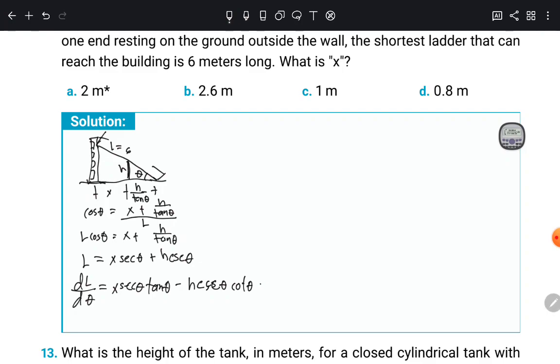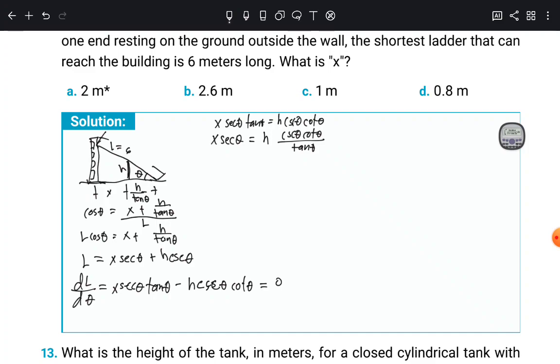And we can equate now this one to 0. Then by equating this one to 0, we can just simplify this. We can cancel out, right? x secant theta tangent theta will be equal to h cosecant theta cotangent theta. Then we can divide both sides by tangent theta. So x secant theta will be equal to h cosecant theta cotangent theta all over the tangent theta.